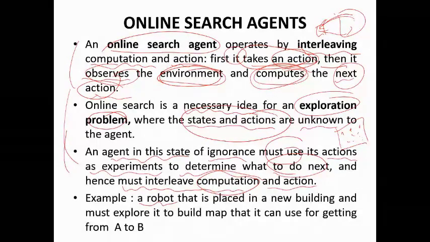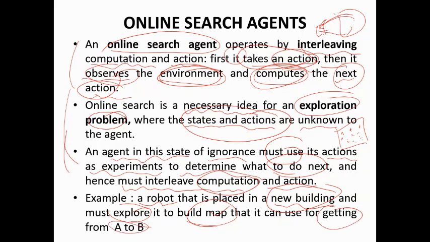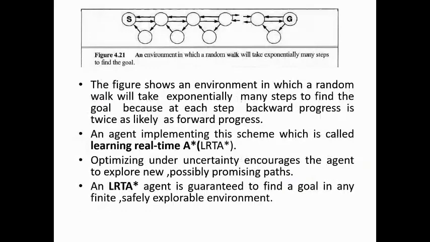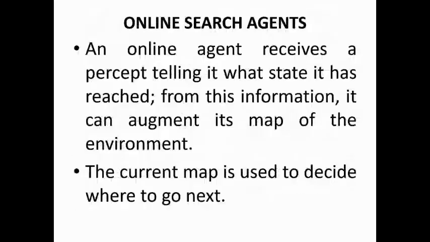But in the vacuum cleaner, the actions are predefined. Here, we don't have any idea about different locations, different states. A robot that is placed in a new building doesn't know anything about the new building environment, so it must explore one by one each and every location to build a map. Why? Because the map can be used for getting a movement from A to B. So for online search agents, we have just 3 slides.